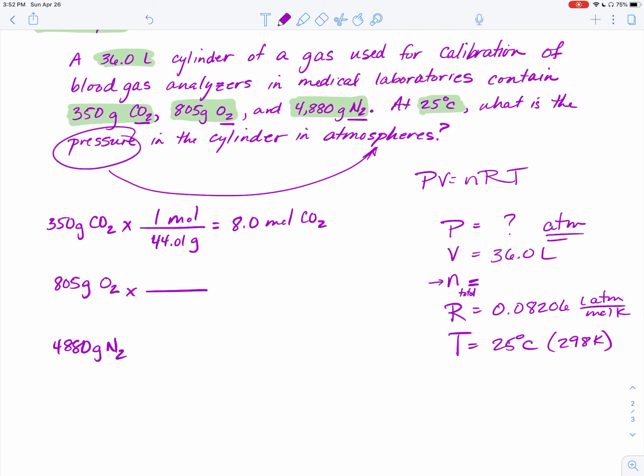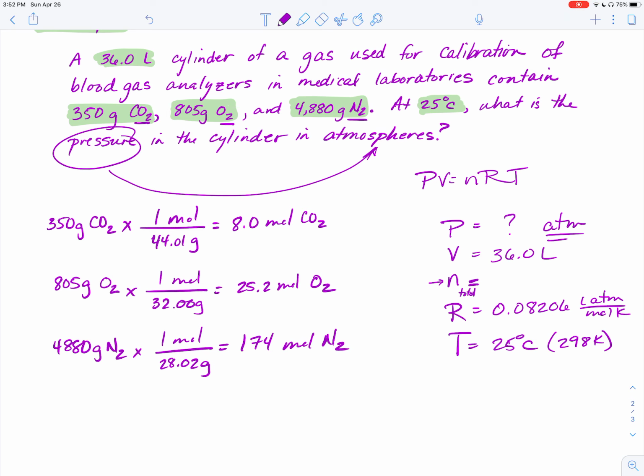We will divide by oxygen's molar mass of 32 grams is equivalent to 1 mole. And that gives us 25.2 moles of O2. And for nitrogen, we'll divide by 28.02 grams is equivalent to 1 mole. And that'll give us a value of 174 moles of N2 to 3 sig figs.